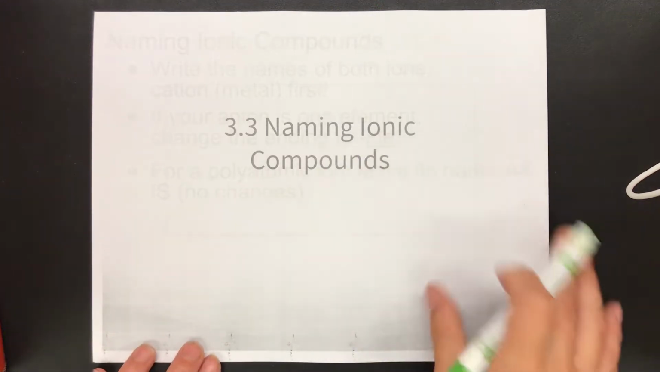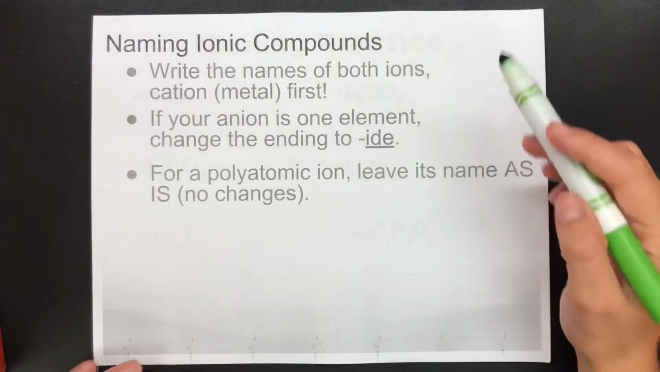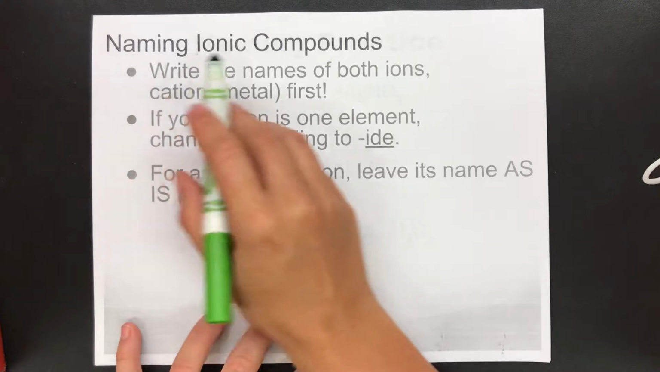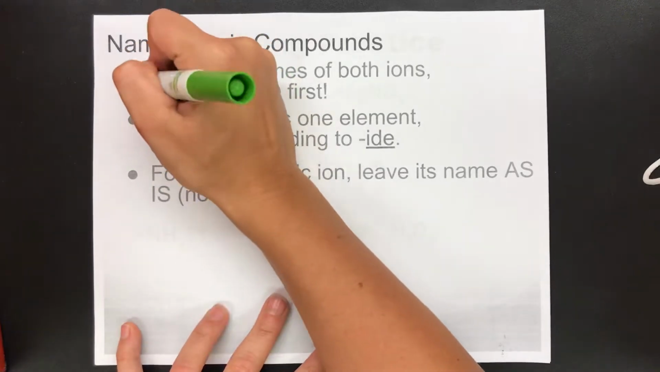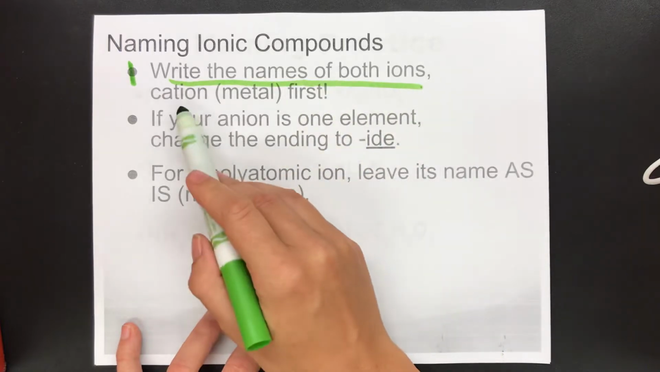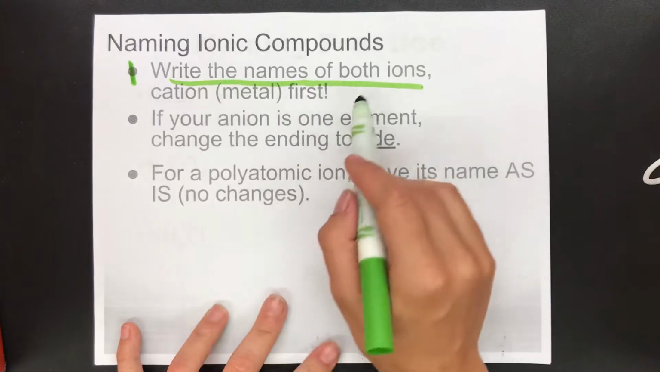3.3, naming ionic compounds. What's going to happen here is I'm going to go through some rules or some steps, and then we're going to do some examples. So naming ionic compounds, step 1. You're going to write the names of both ions, the cation first, the metal first. Okay, so write the names.